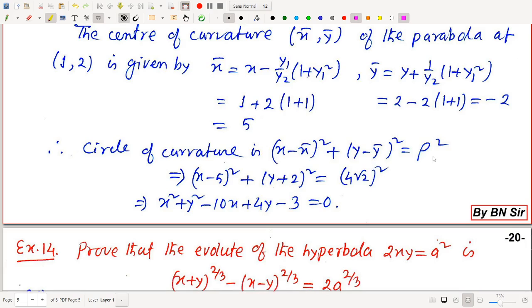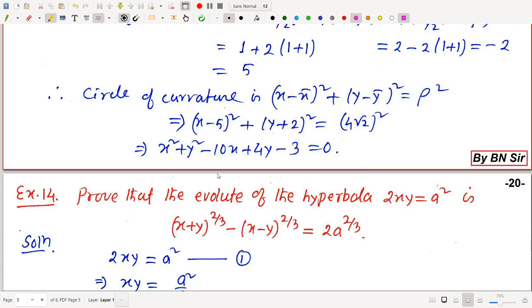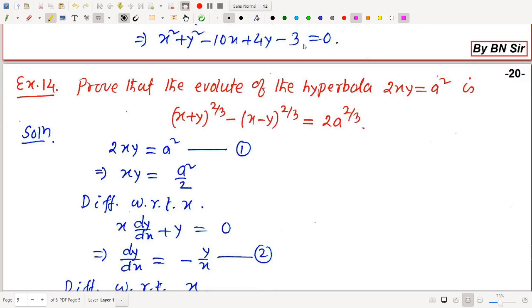Therefore the equation of the circle of curvature is (x - x bar)² + (y - y bar)² = rho², and the values of x bar, y bar are 5 and -2, so (x - 5)² + (y + 2)² = (4√2)². Now expanding the squares and rearranging, we get x² + y² - 10x + 4y - 3 = 0, since (4√2)² is 32, and 25 plus 4 is 29, and 29 minus 32 is minus 3. So this is the equation of the circle of curvature.